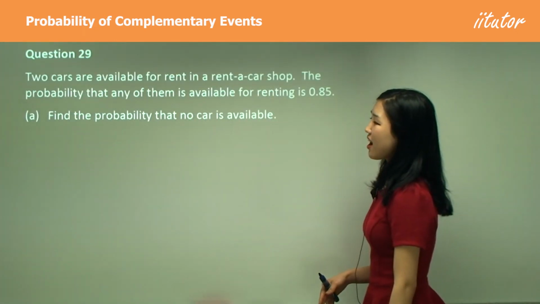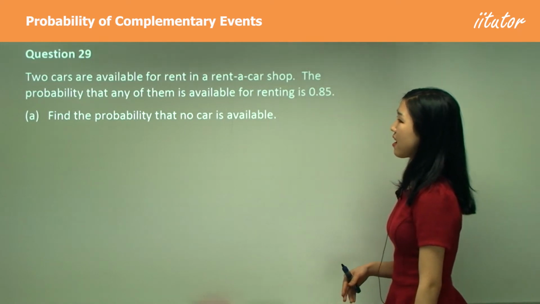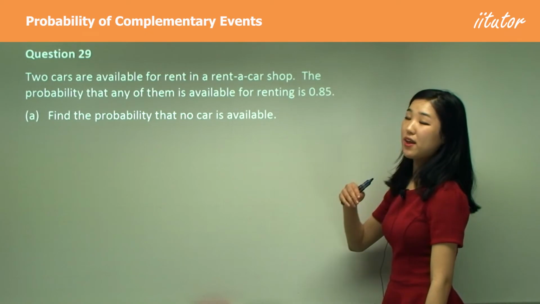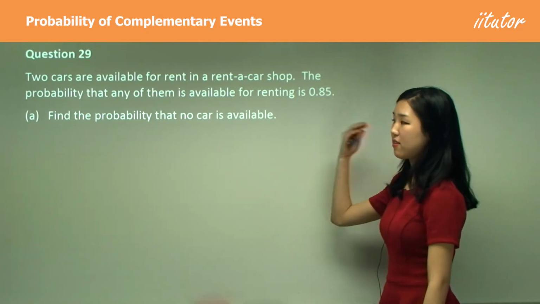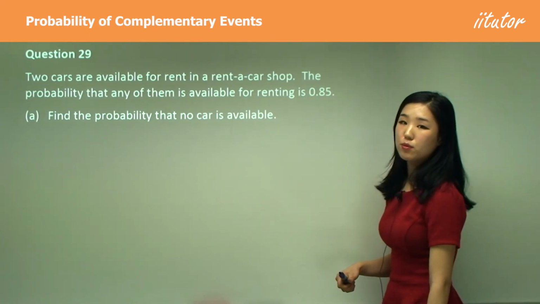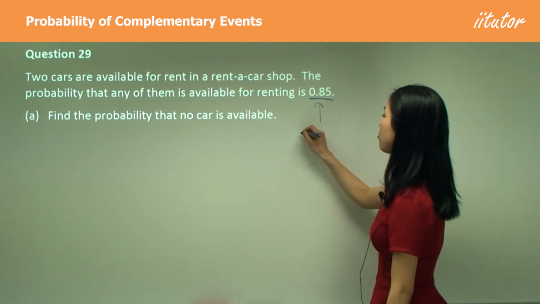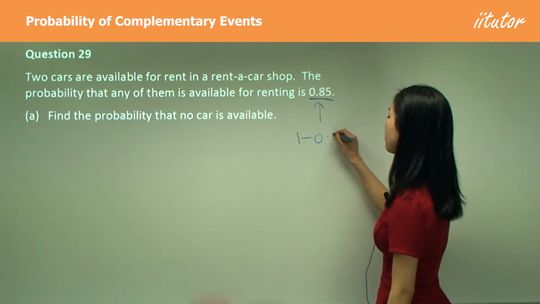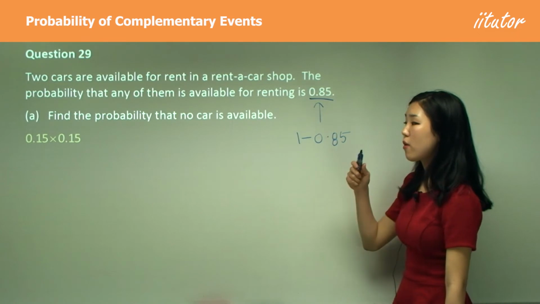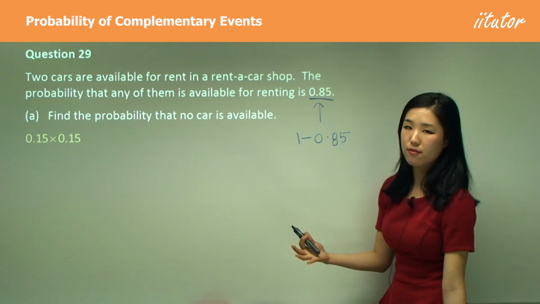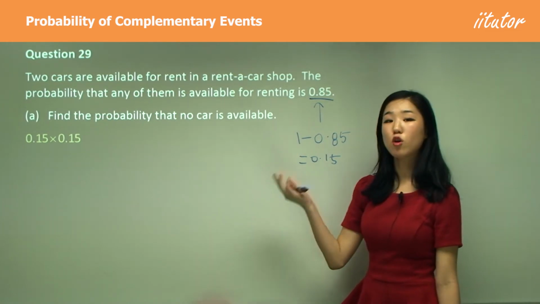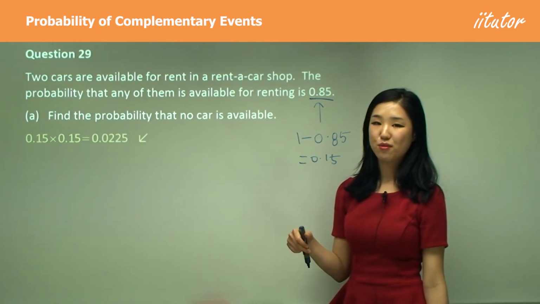29. 2 cars are available for rent in a rent-a-car shop. The probability that any of them is available for renting is 0.85. So there's a probability that the car is available. Find the probability that no car is available. So the probability that's not available would be the complement, which is 1 minus 0.85. So if both of them are not available, it would be 0.15 times 0.15. So 0.15 times 0.15 is the probability that both are not available, and that should be how you simplify it.